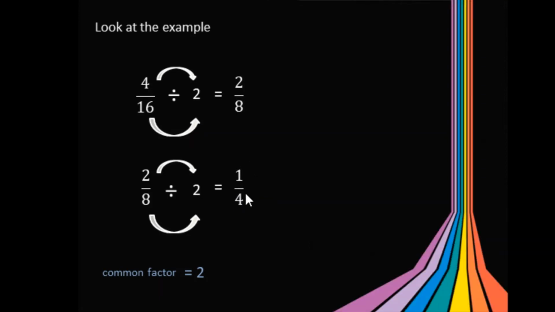1/4. Let's try to see if we can still make 1/4 in its lowest term. Let's put 1/4 divided by 2. 1 divided by 2. Can or cannot? Cannot. Very good. 4 divided by 2. Can or cannot?